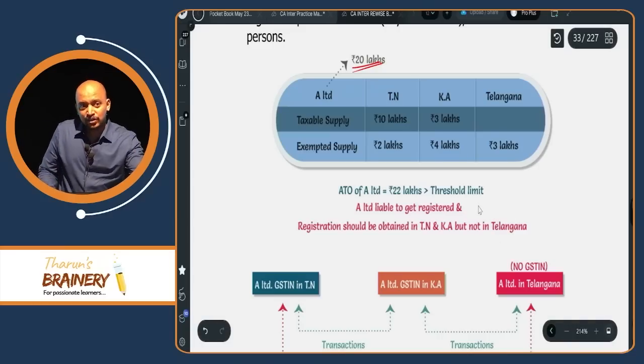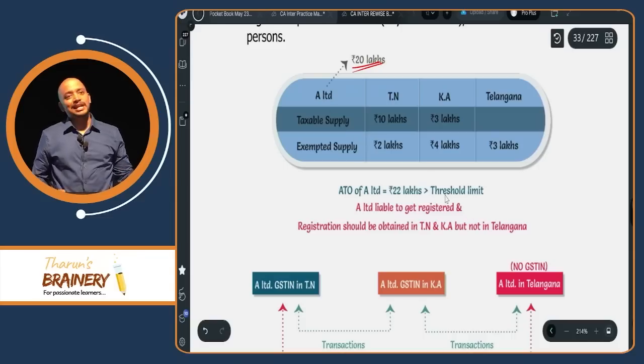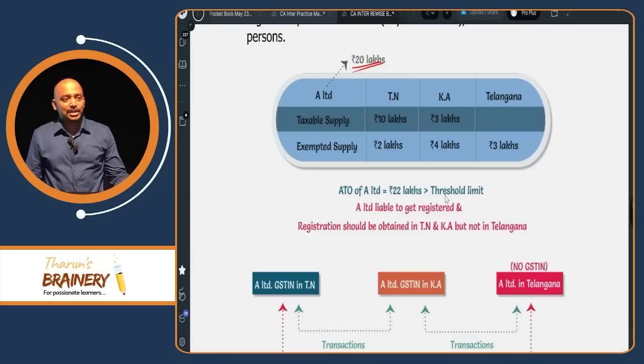Whether their aggregate turnover crosses the threshold limit or not? Cross the threshold limit. Are they required to get registered? Yes. They are required to get registered. A Limited is required to get registered. Why? Because their aggregate turnover exceeds the threshold limit.